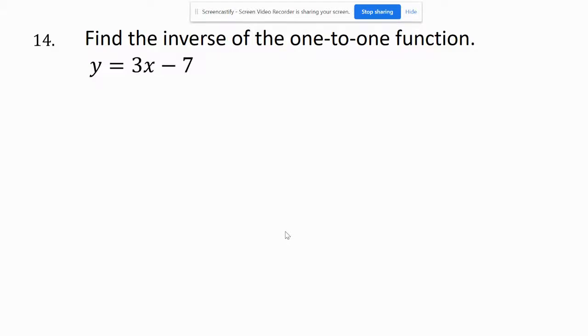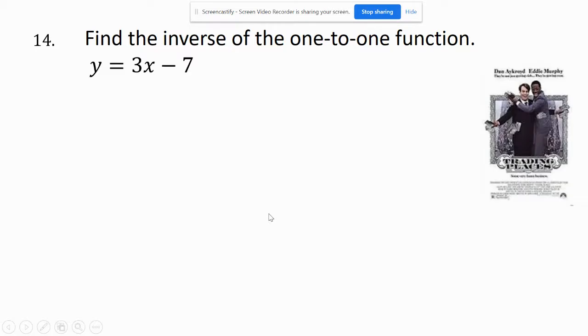Find the inverse of the 1-to-1 function y equals 3x minus 7. Well, basically, I like these little Eddie Murphy movie Trading Places because all I'm going to do is trade places with the x and y and then solve for y, because in an inverse function, x and y trade places. So I'm going to do the same thing here to find the equation and see if it is 1-to-1.